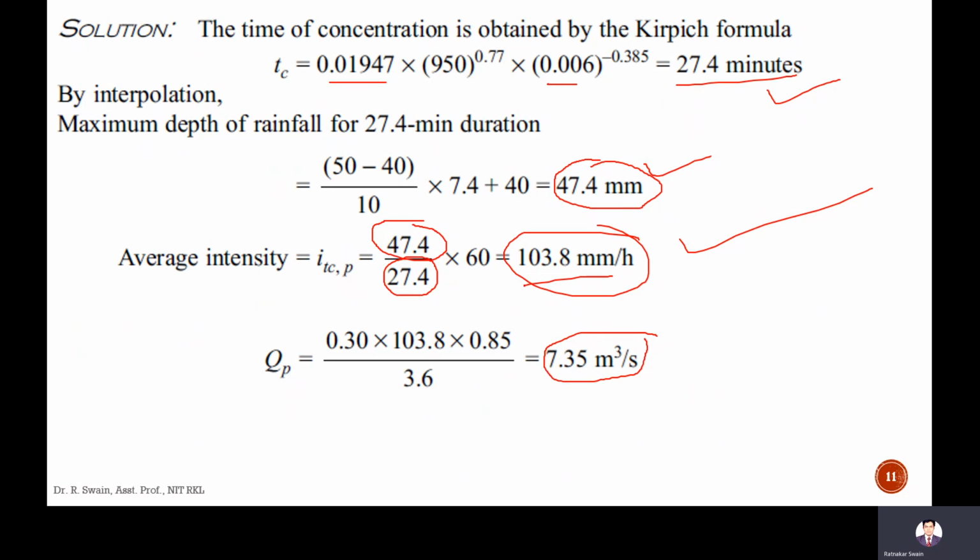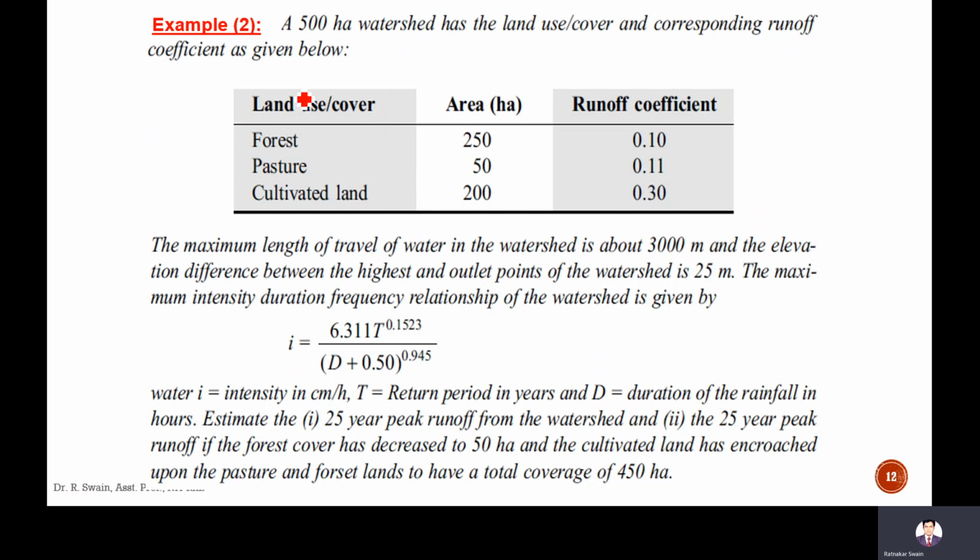Okay, coming to the next problem. Here the runoff coefficient for different land use is given. The area is not homogeneous, it is non-homogeneous. So C is calculated as C1 A1 plus C2 A2 plus C3 A3, divided by the total area, A1 plus A2 plus A3.